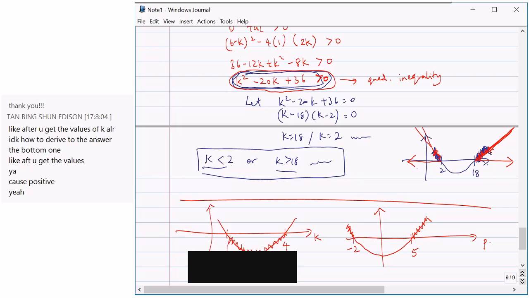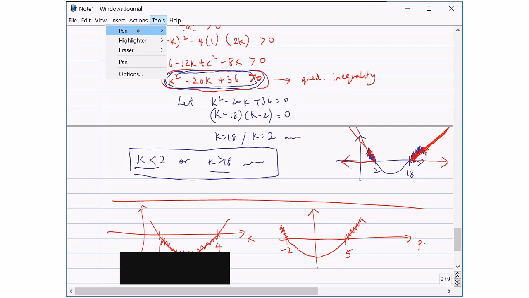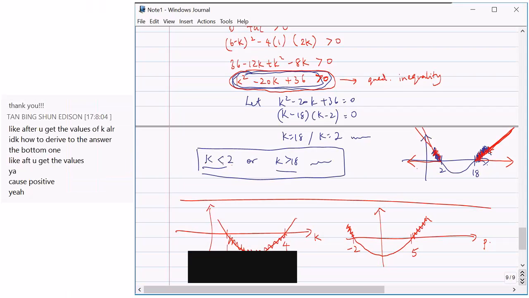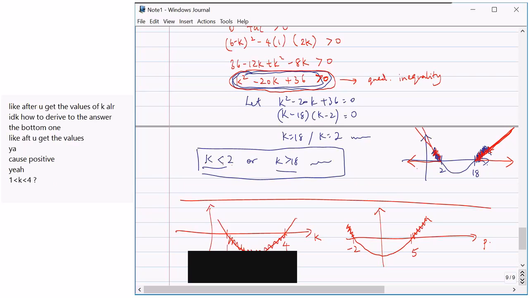Okay, first one. How would you write it? How would you express the part I want for the k values? Very good. k is between 1 and 4. How about the other one?